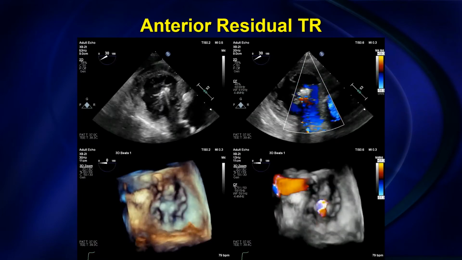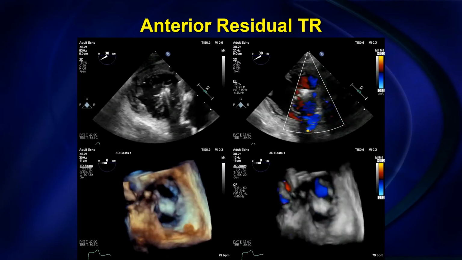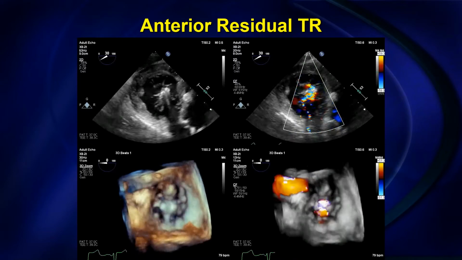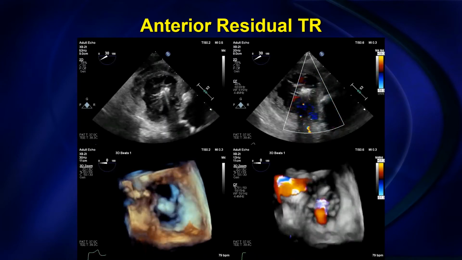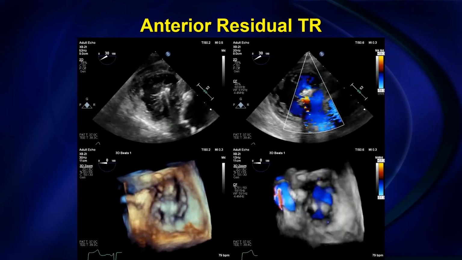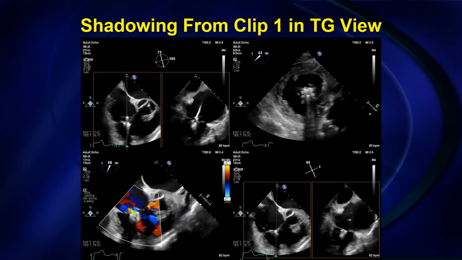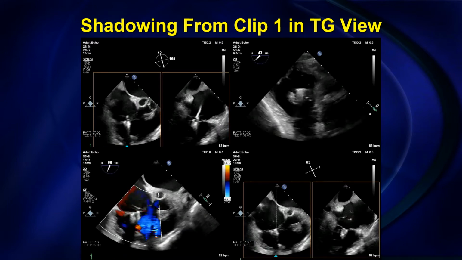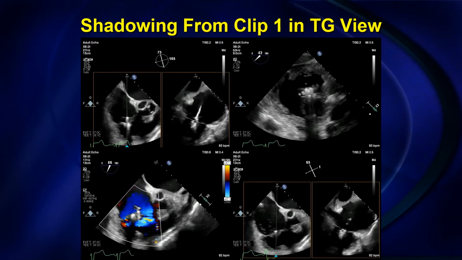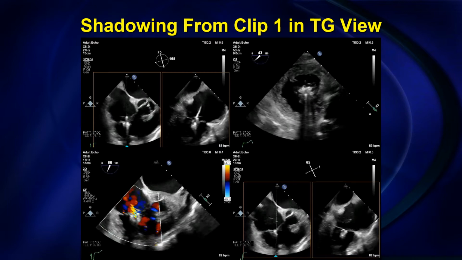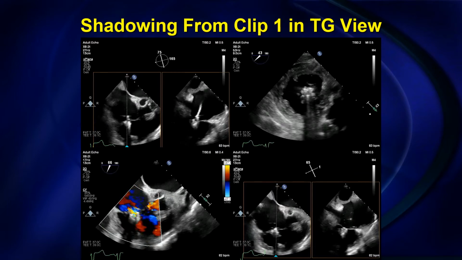Subsequent clips. If multiple clips are planned, it is advantageous to place clips from an anterior to posterior sequence. Here we can see anterior residual regurgitation after the first clip. A second clip is placed anterior to the first clip, but the first clip causes acoustic shadowing in the transgastric view anteriorly, which obscures visualization of the second clip.